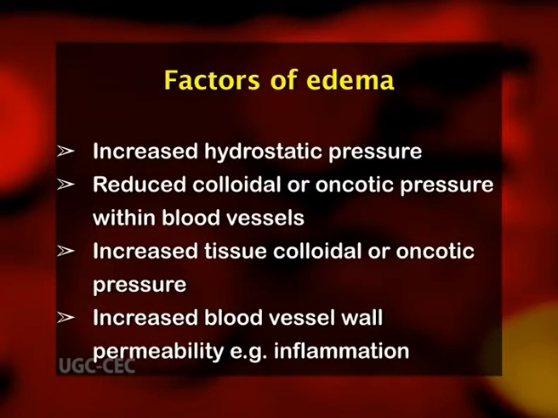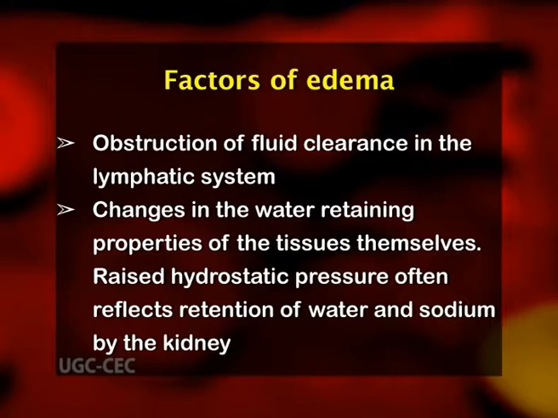Number 1, increased hydrostatic pressure, reduced colloidal or oncotic pressure within the blood vessels, increased tissue colloidal or oncotic pressure, increased blood vessel wall permeability, for example inflammation, obstruction of fluid clearance in the lymphatic system, changes in the water retaining properties of the tissues themselves. Raised hydrostatic pressure often reflects retention of water and sodium by the kidney.